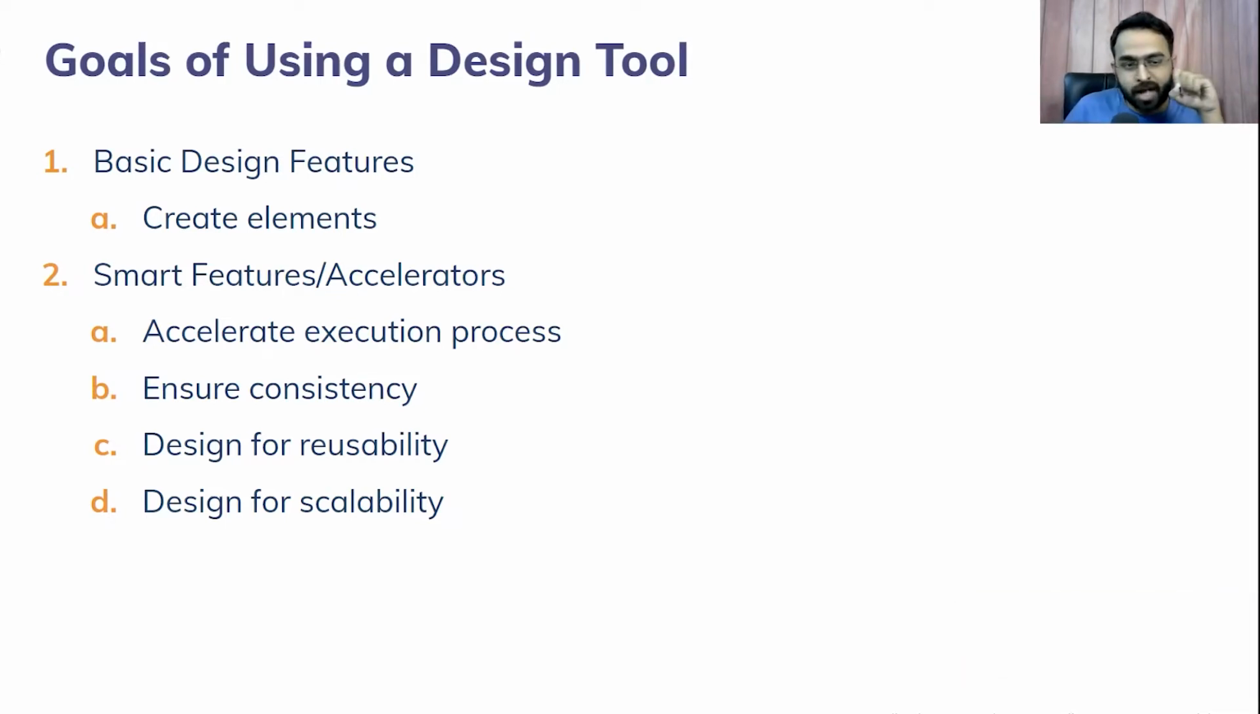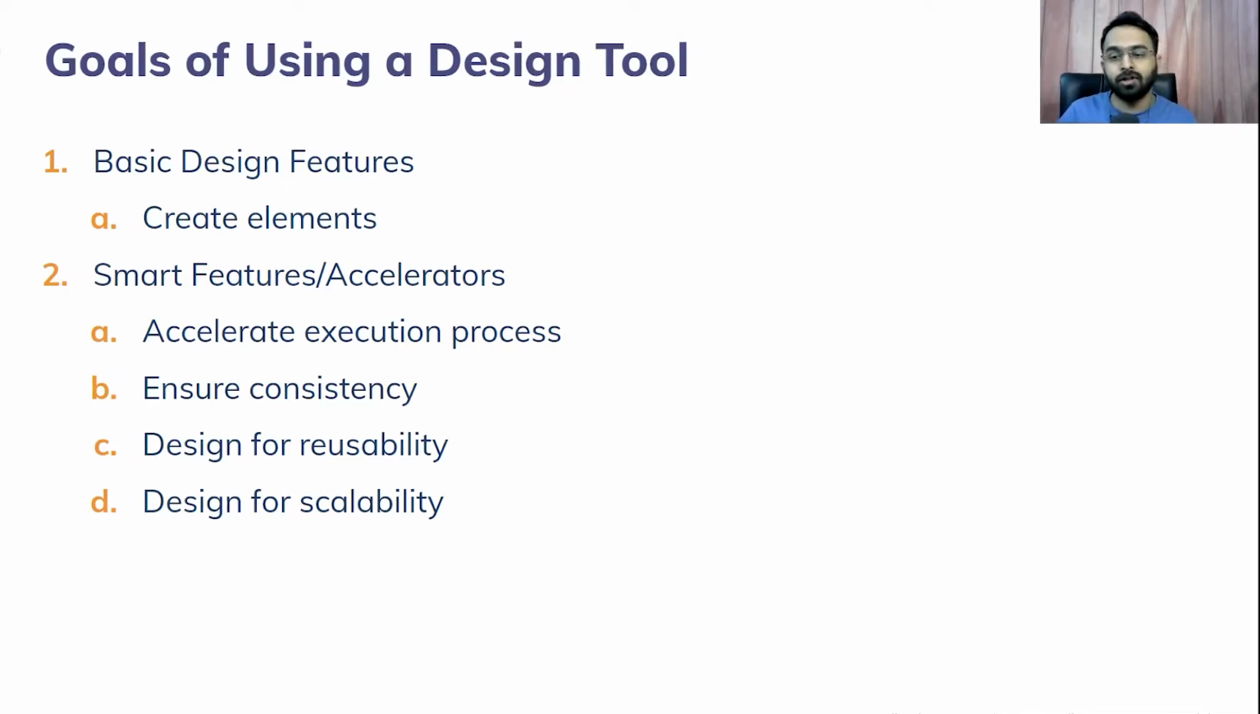You use some smart features and accelerators to accelerate your execution process, right? For example, when you design screens, you will be using one kind of button, one kind of style in different screens, one kind of text styles in different screens. So you don't want to reinvent the wheel again and again and create that shape again and again, put the text layer under it again and again and changing the color, right? So you want to accelerate that execution process by using different smart features, accelerators, right?